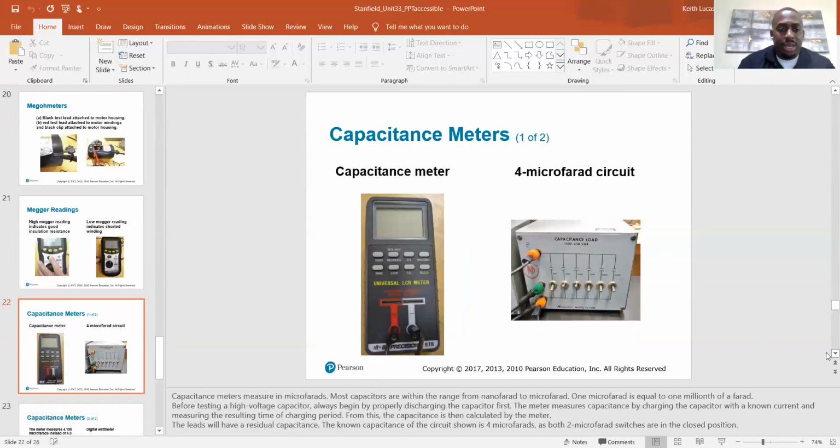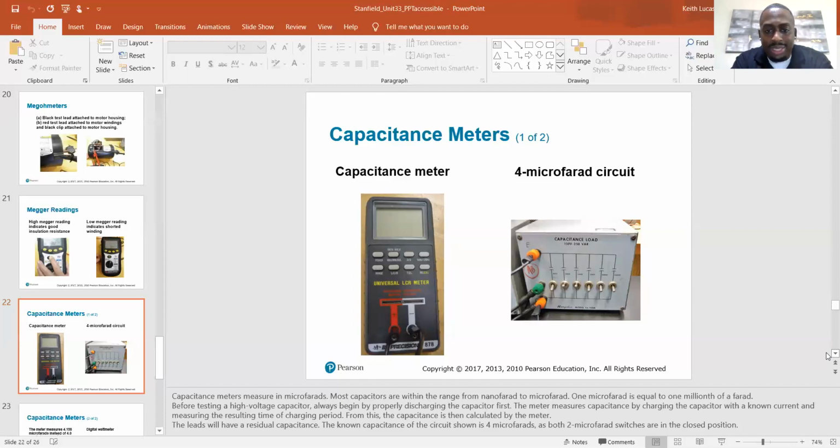Capacitance meters. Capacitance meters measure in microfarads. Most capacitors are within the range from nanofarads to microfarads. 1 microfarad is equal to 1/1,000,000th of a farad. Before testing a high voltage capacitor, always begin by properly discharging the capacitor first. The meter measures capacitance by charging the capacitor with a known current and measuring the resulting time of the charging period.